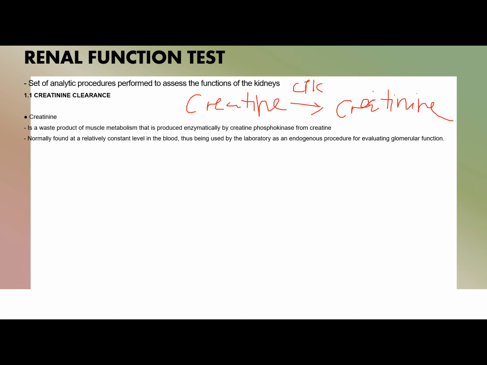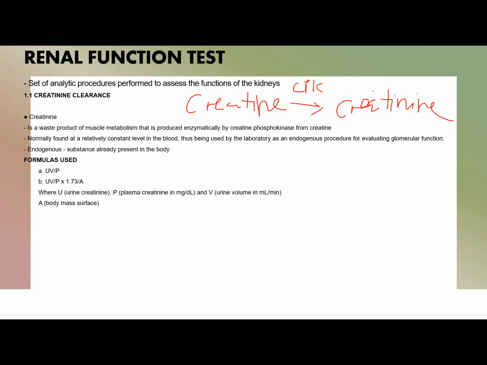Normally found at a relatively constant level in the blood, thus it is being used by the laboratory as an endogenous procedure for evaluating glomerular function. So, may constant level siya sa blood, class. So, aside from being tested in the urine, tinetest din siya sa dugo natin. Endogenous, it refers to a substance already present in the body.